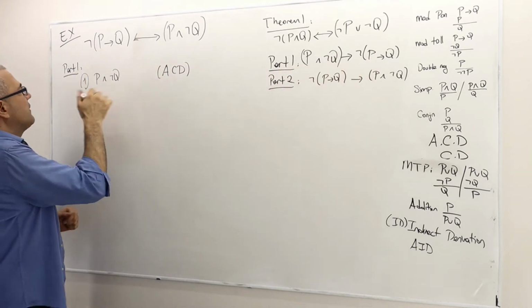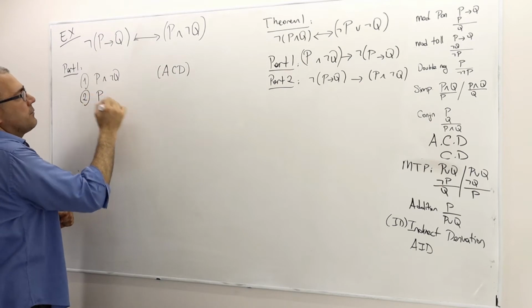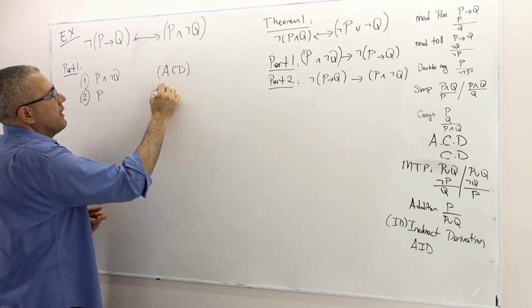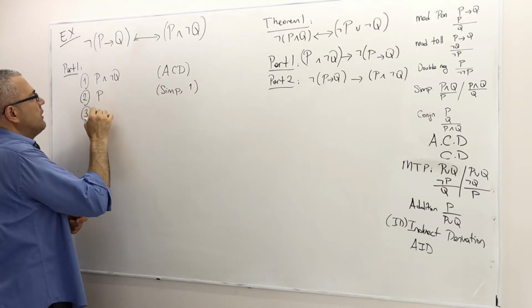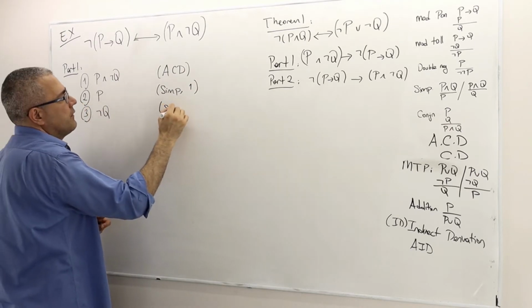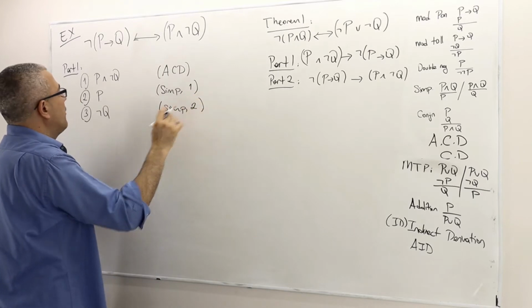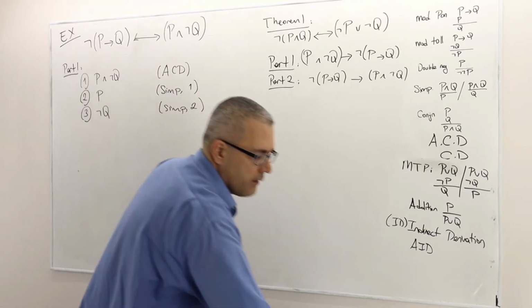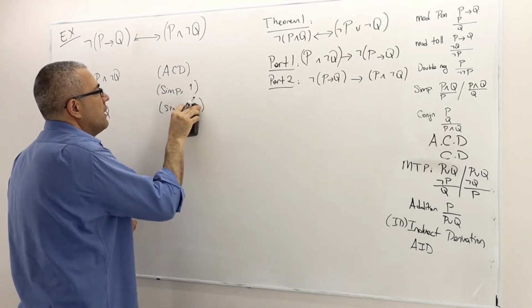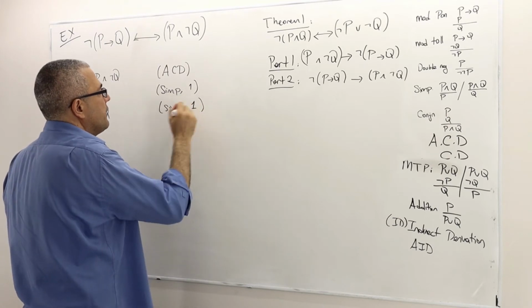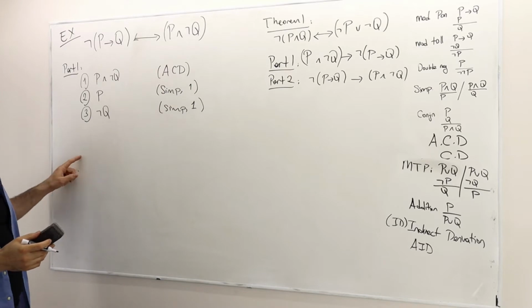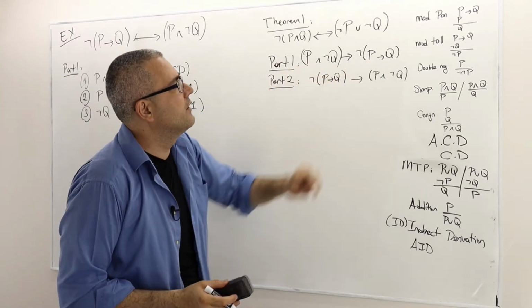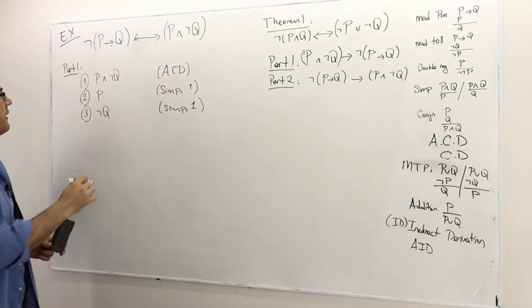However, this is an and sentence, so that means P must be true. This is simplification of line 1. And also not Q must be true. This is simplification of line 1. Sorry, again. So let's write them down. I don't know if I'm going to ever use them, but let's see. So that's it. I'm stuck. I want to show this, not P implies Q. How am I going to do that?